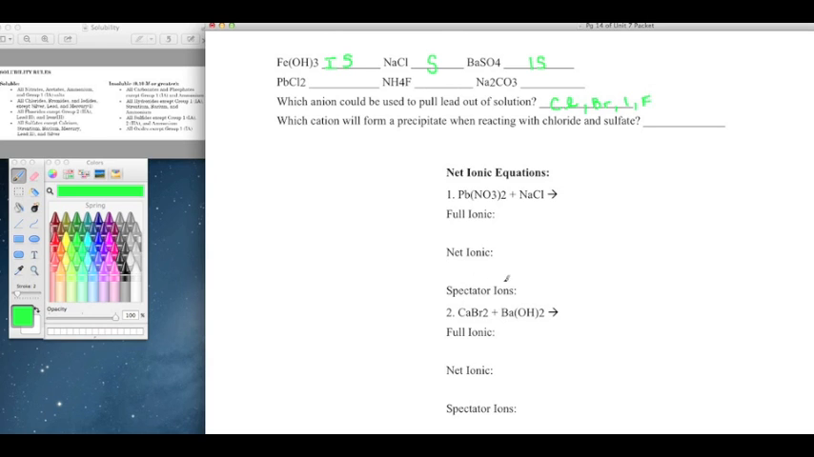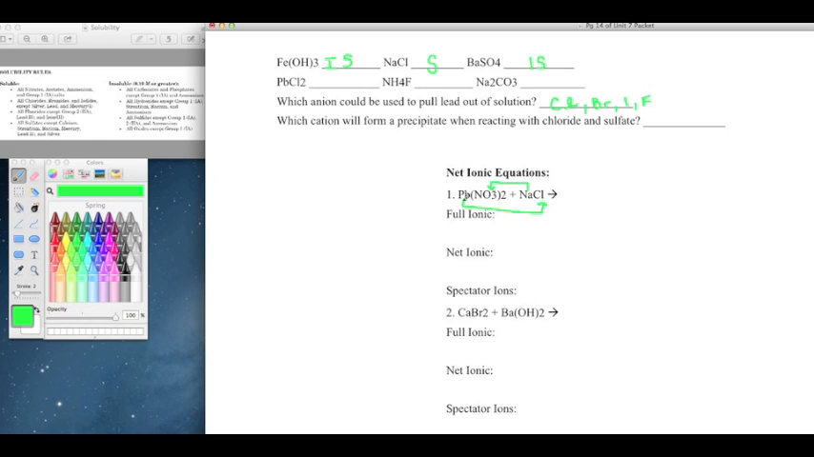All right, so what we do in net ionic equations. What we're interested in is what exactly is reacting. I'm going to walk you through it. The first thing you do is just do a typical double replacement reaction. So I'm going to do my outies. Pb and Cl and Na and NO3 are going to react.